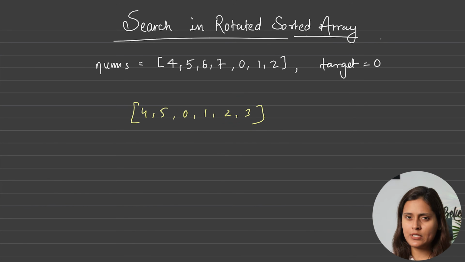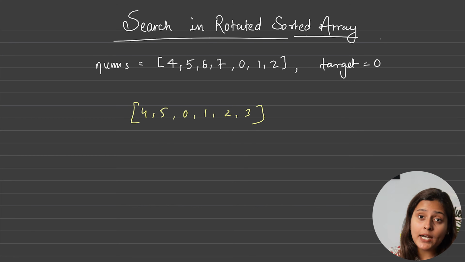So the only difference here, instead of the normal binary search, is that you have to find which part is sorted because of the rotated sorted array. And if you can find which part is sorted, then you can apply the binary search. And now the question is how you can find which part is sorted.